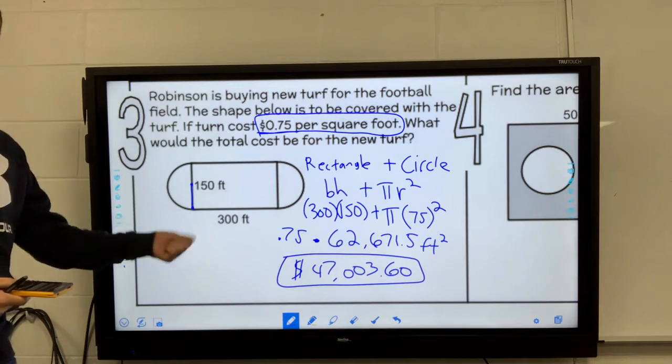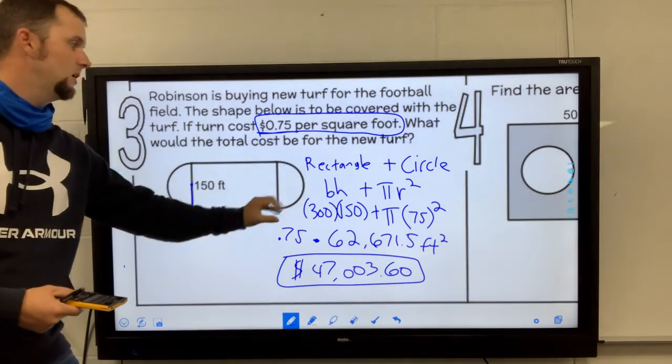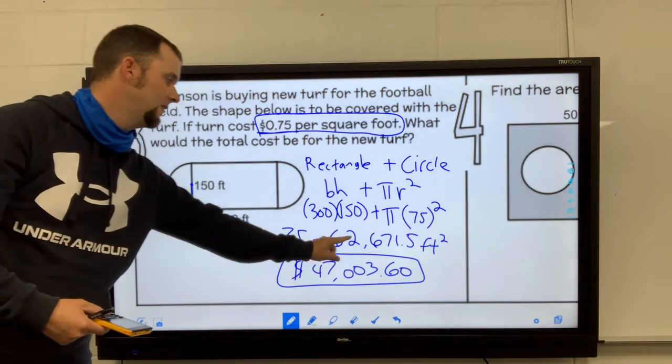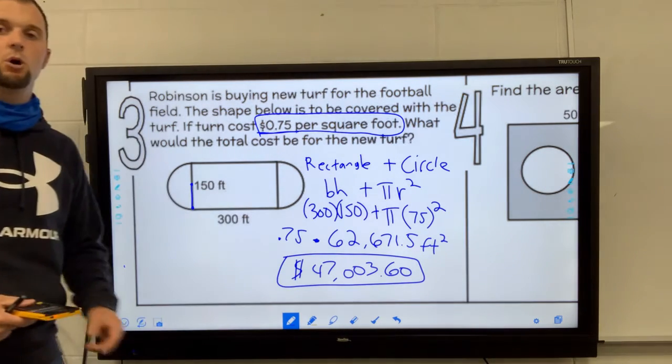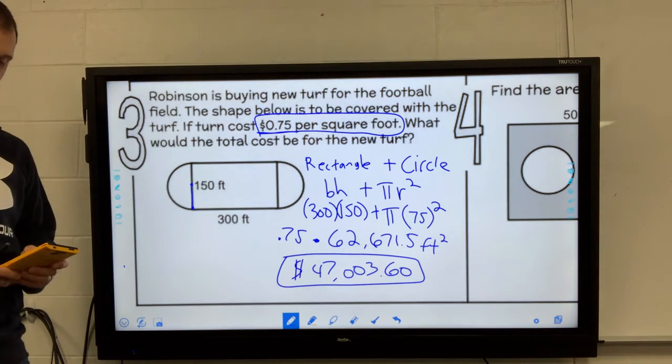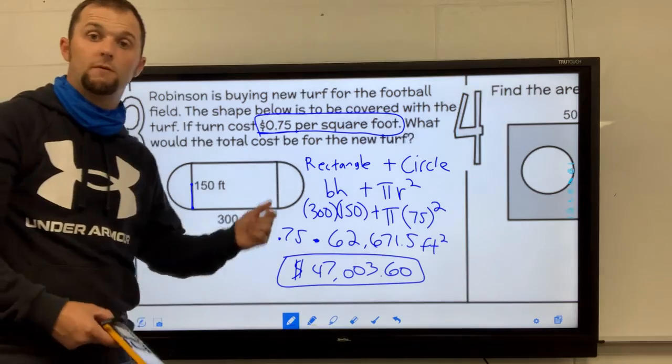So this is a real situation, taking a composite figure, finding my total area, then multiplying that times what it is per square foot, and that's gonna be the total amount it's gonna cost to resurface that whole turf. Let's jump over to example number 4.